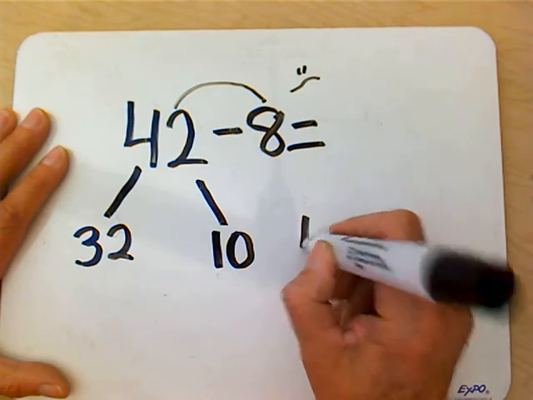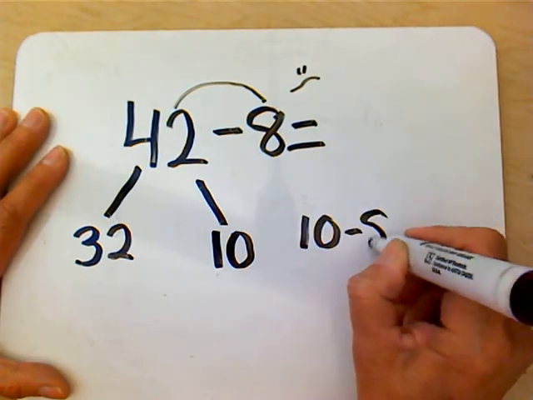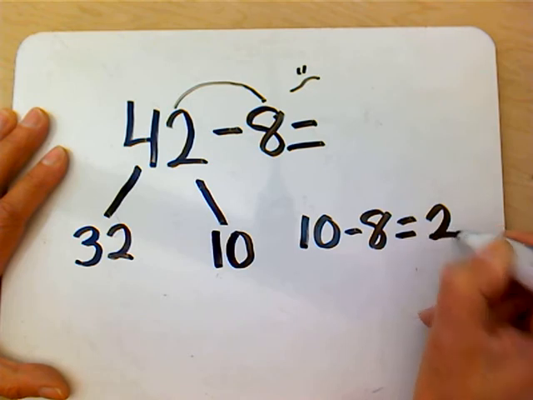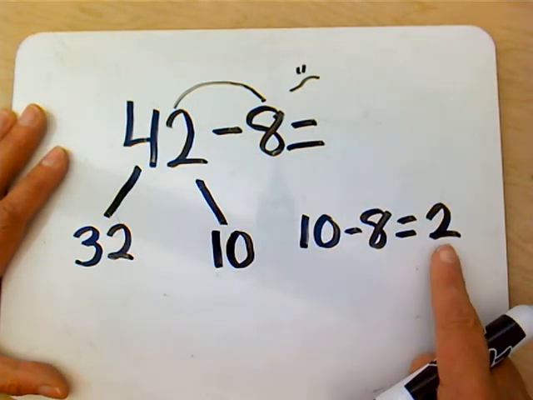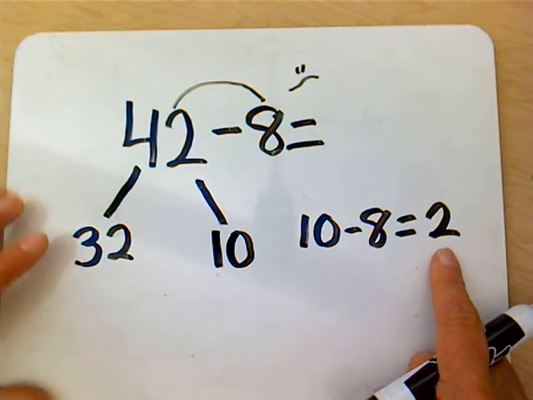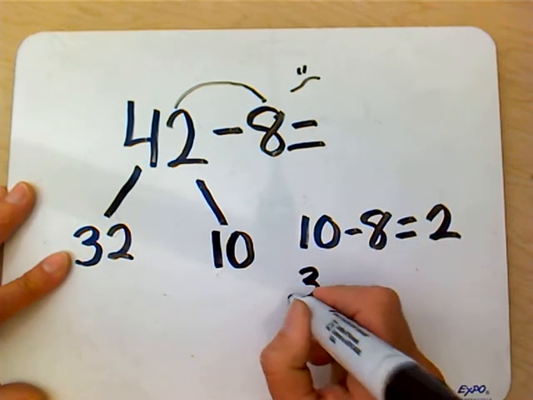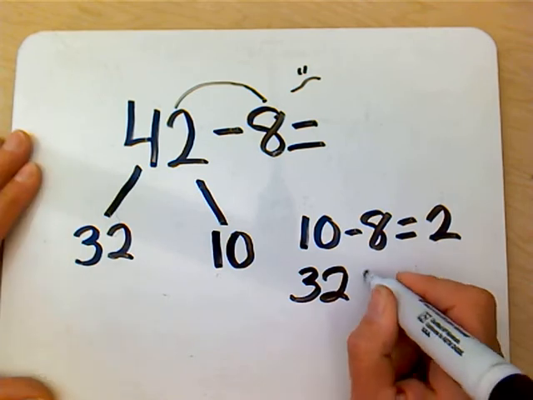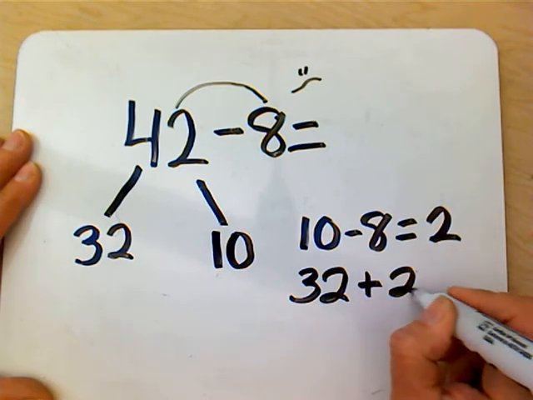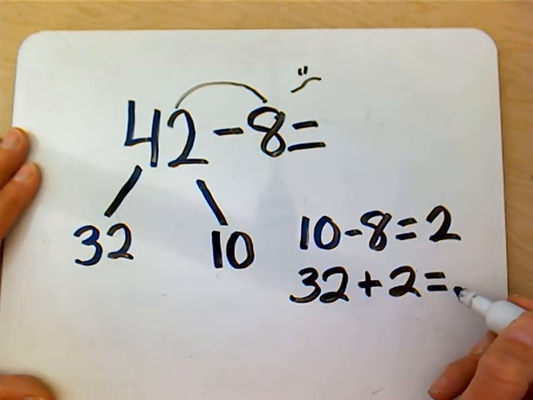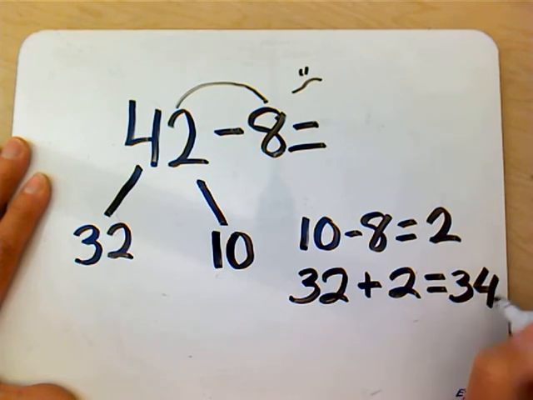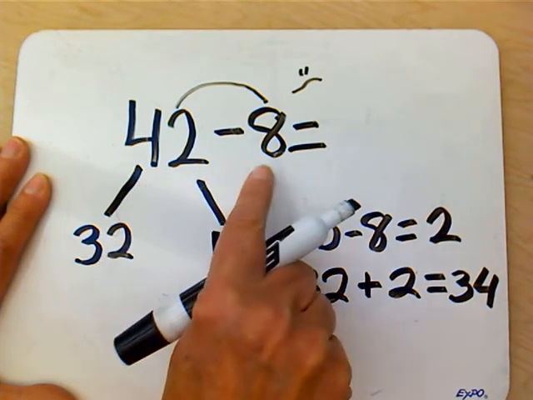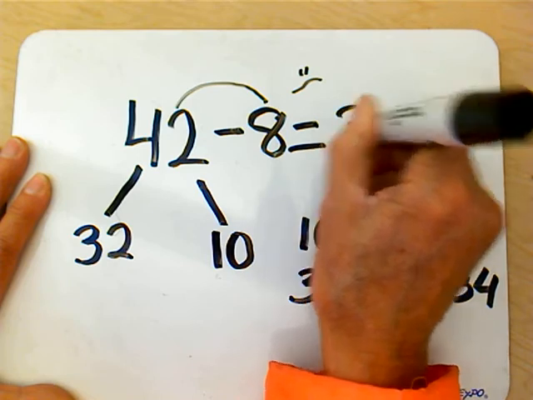So I'm going to start with the simplest math. 10 take away 8 is 2. So now I've dealt with 10 and 8, but I still have 2 left that I have to consider. I'm going to take the 32 that I have left from 42 and add that to the 2 that I have left there, and that gives me 34. Therefore, I know that 42 take away 8 is 34.